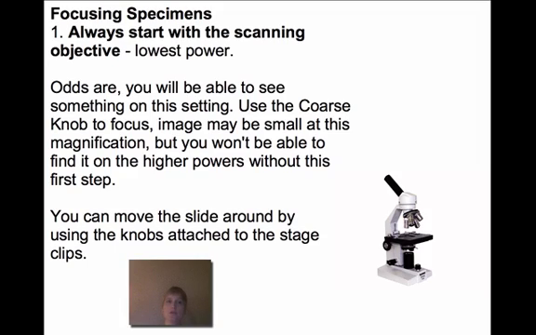Okay, you want to always start focusing your specimens on the lowest power. So what you want to do is you want this smallest objective to be pointed down towards the stage, and that means that you're focusing with the lowest power. You want to do that because if you don't find the object with the lowest power first, then the magnification at the higher powers is too high. You can't even find the object that you're looking for that's on the slide.